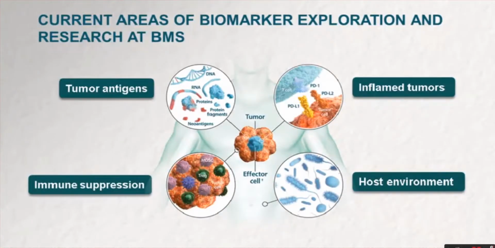Now we're going to explore some of the current areas of biomarker research occurring. There are four broad groups, particularly tumor antigens, inflammation in tumors, immune suppression factors that turn off the immune response, and other factors in the host that can modulate how tumors and hosts respond to immune therapy. We'll explore each of these in depth.